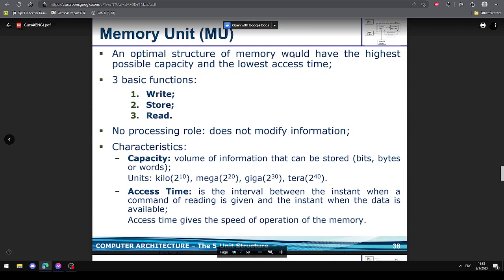An optimal structure of memory would have the highest possible capacity and the lowest access time. Three basic functions: write, store, and read. Characteristics: capacity, volume of information that can be stored, in bits, bytes, or words. Units: kilo, mega, giga, and tera. Access time is the interval between the instant when a command of reading is given and the instant when the data is available. Access time gives the speed of operation of the memory.